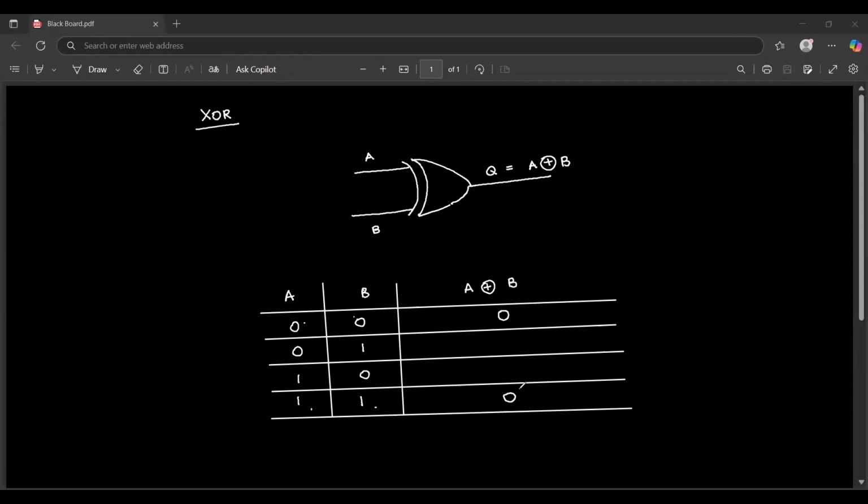If the inputs are 1 and 1, the output will be 0. Now what was the other thing? If the inputs are different, if A is 0 and B is 1, the output will be 1. If A is 1 and B is 0, the output will be 1. This is how the XOR gate works.